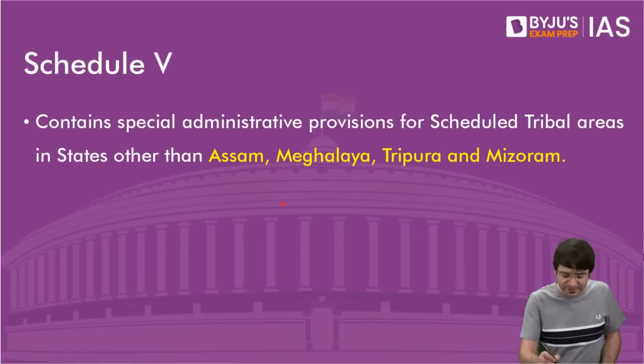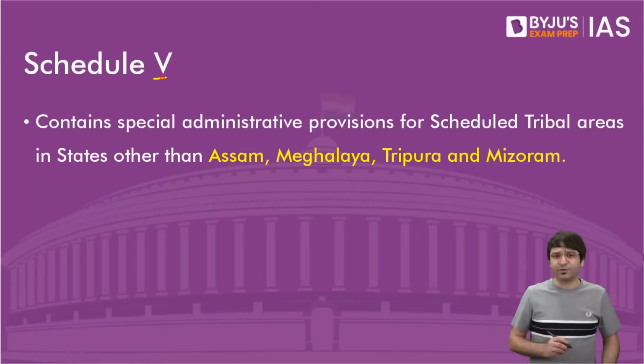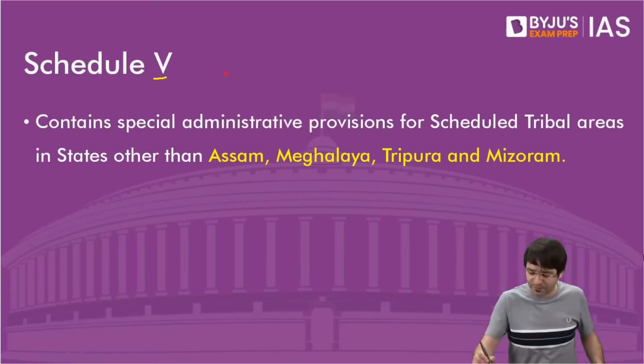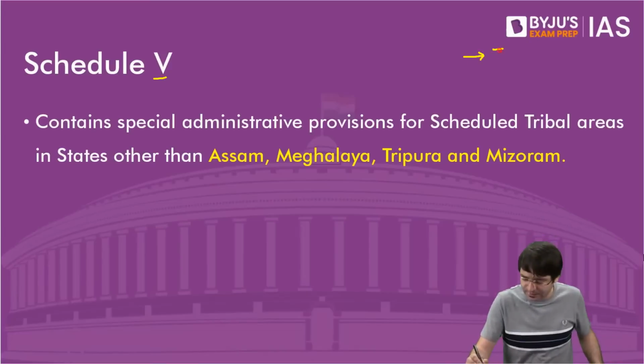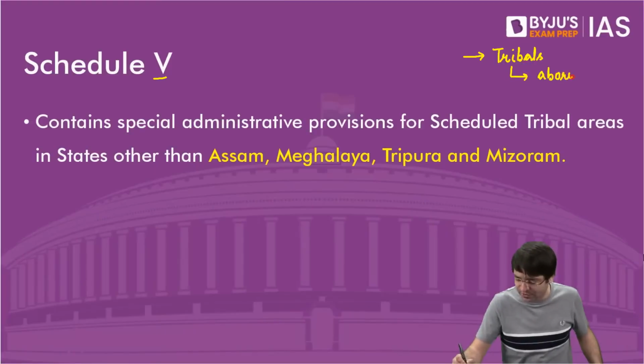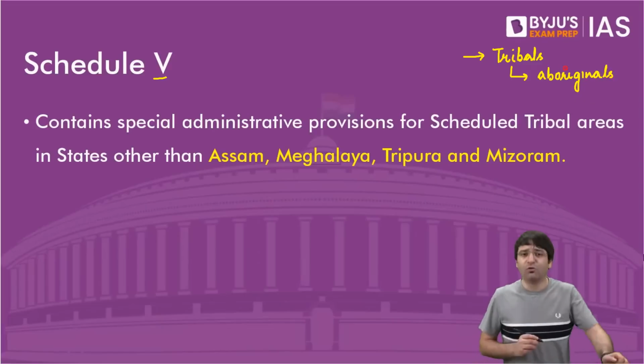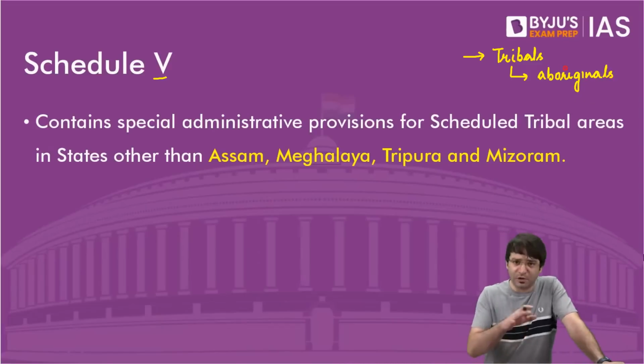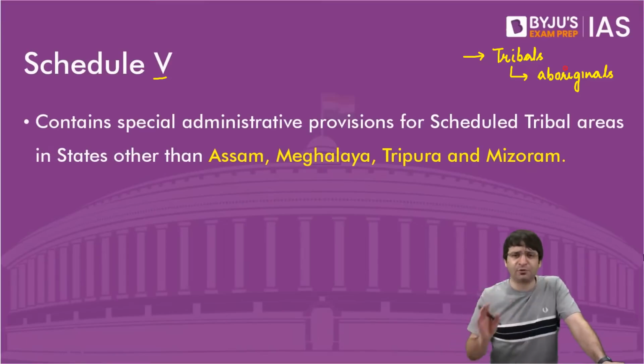Now let's look at Schedule 5 of the Constitution. And this is where we will talk about tribals, who were previously considered as aboriginals, original inhabitant of this country. Now, whether that theory is correct or incorrect, we don't have to get into that.